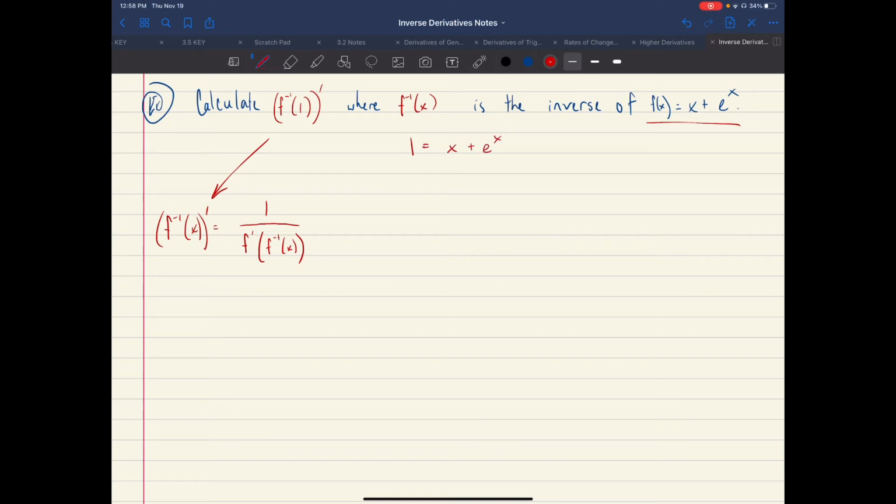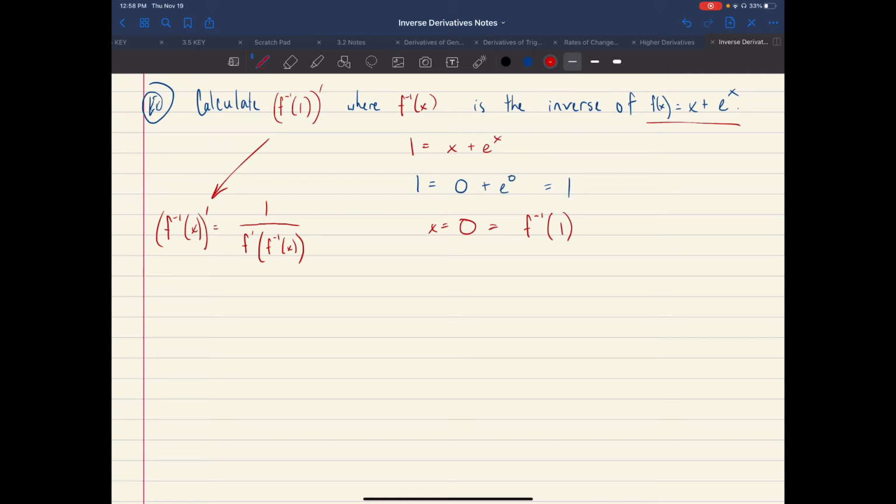And this problem, rather than trying to solve this, I'm going to solve this by inspection. So I just look at it. What number can I plug in where I will get 1? And the only number we can plug in is 0. So 1 equals 0 plus e to the 0. E to the 0 is 1, so that equals 1. So this tells me that x equals 0. So now we know the value. F inverse of 1 is 0.